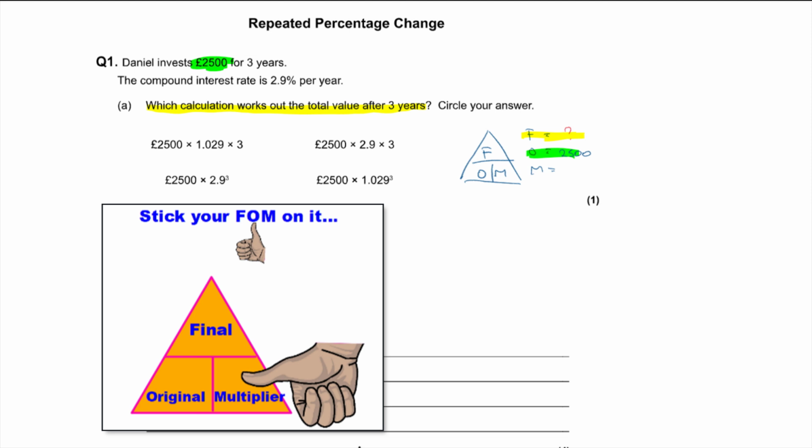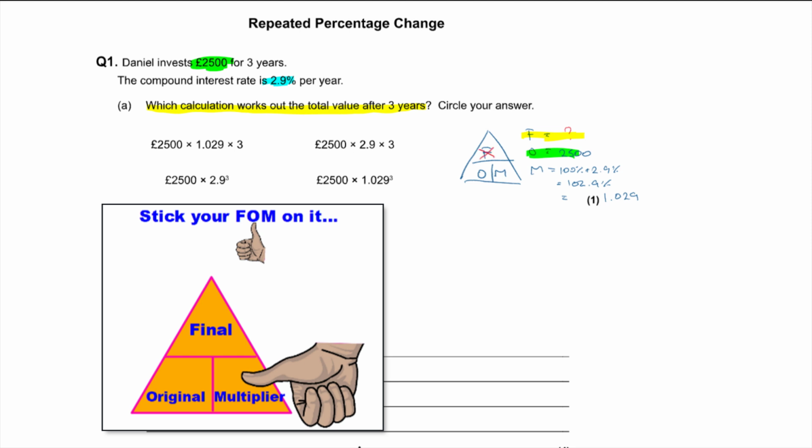And multiplier is just the percentage change written as a multiplier. Okay, so if it's increased by 2.9% a year, then the multiplier is going to be, well, if you've got 100% and you add on 2.9%, then what have you got? You've got 102.9%, which as a multiplier is 1.029.